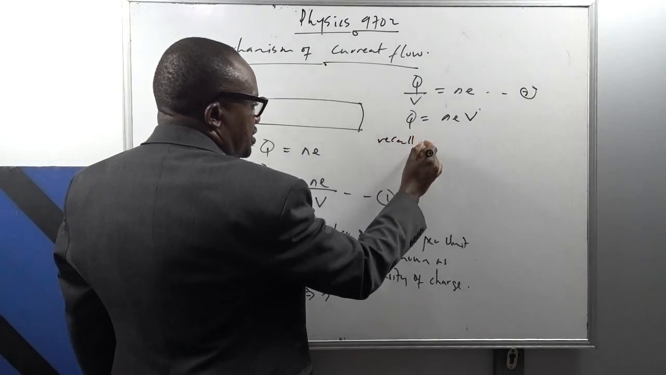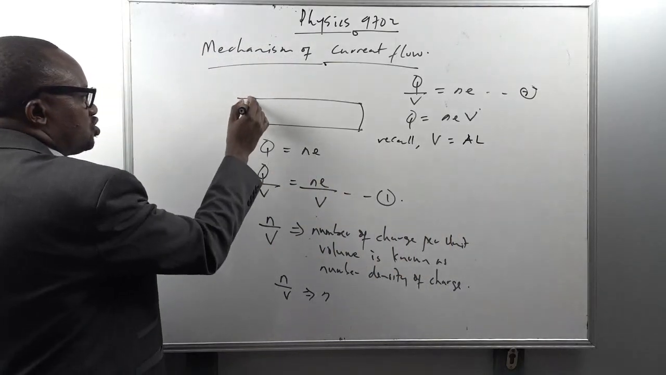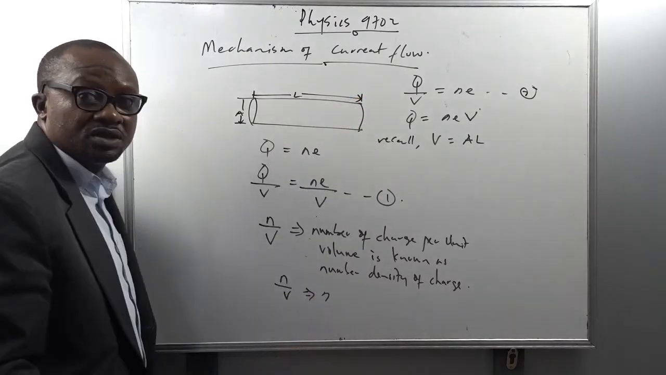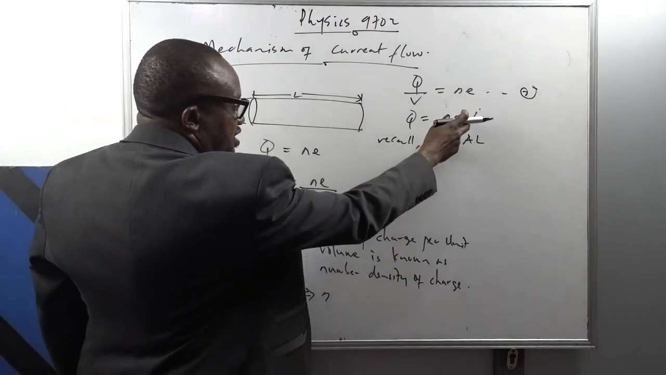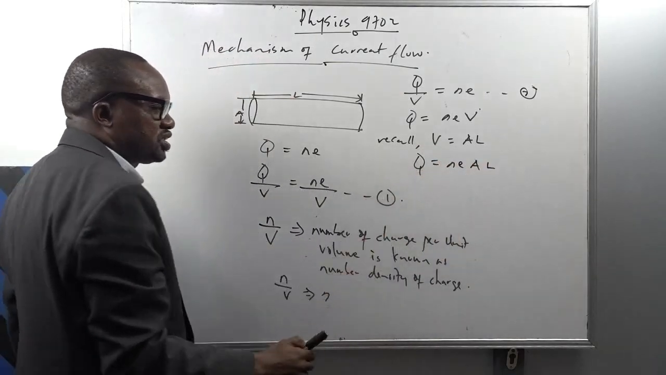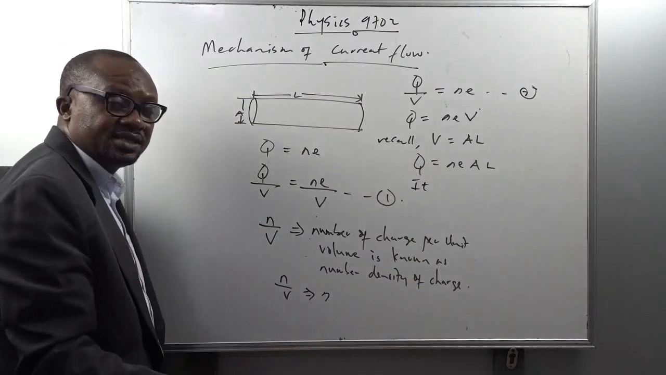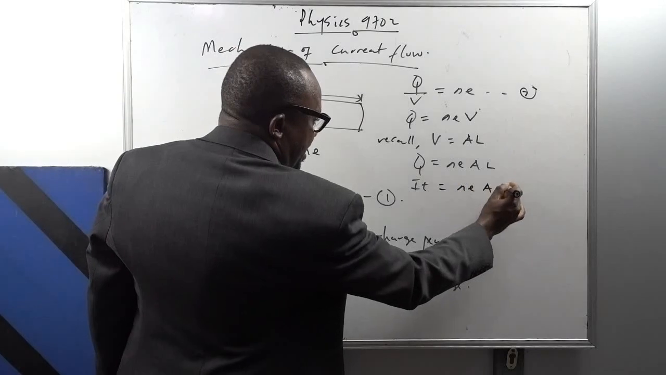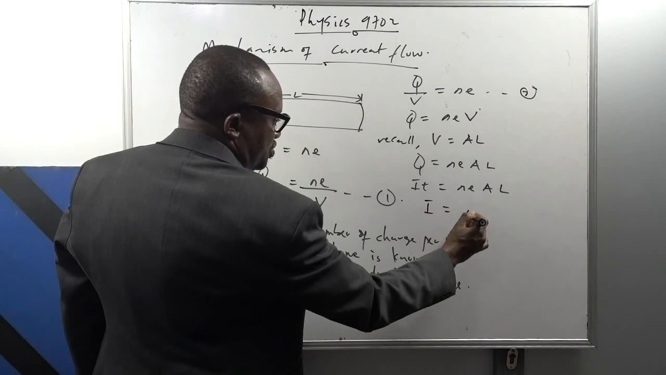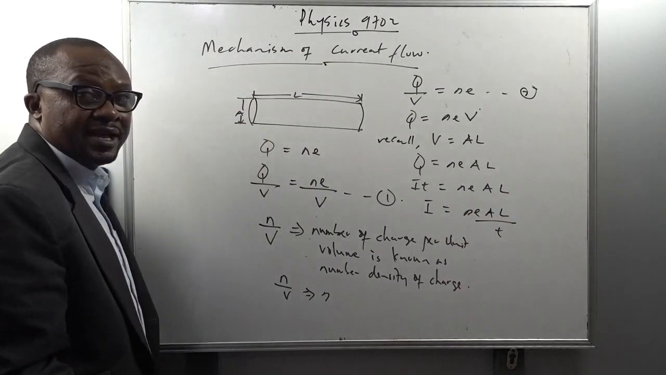So recall that volume is simply the cross-sectional area of the wire multiplied by its length. So you have the cross-sectional area of the wire, then you have the length of the wire. Is that okay? So I can substitute for this in this equation. Then write q to be equal to n e A L. What is charge? Charge is simply current multiplied by time. Q is equal to I T. So I T is equal to n e A L. If I divide through by T, I'm going to have I, which is current, becomes n e A L over T. Is that clear?